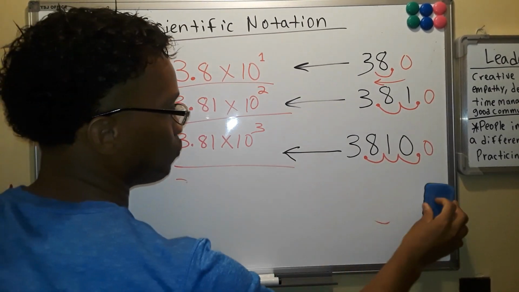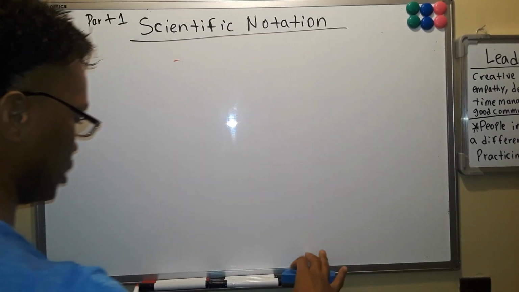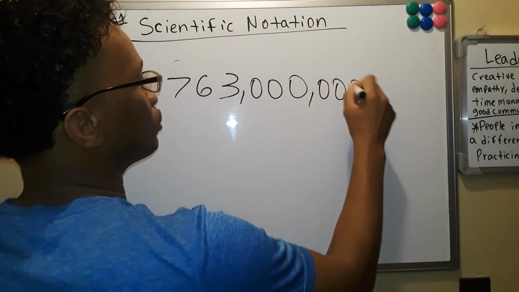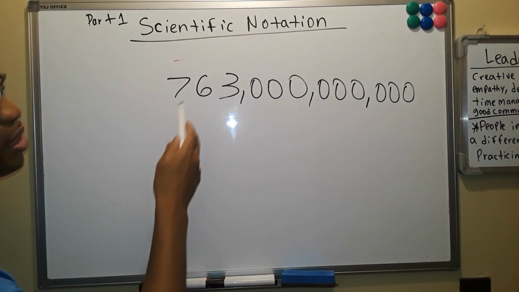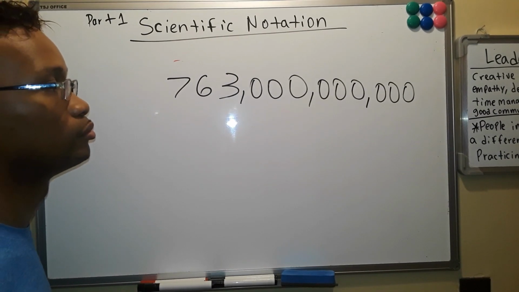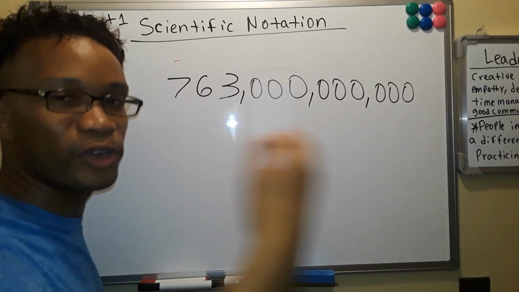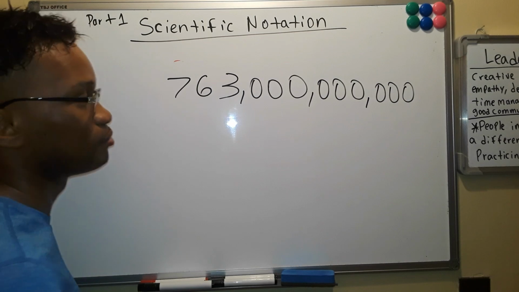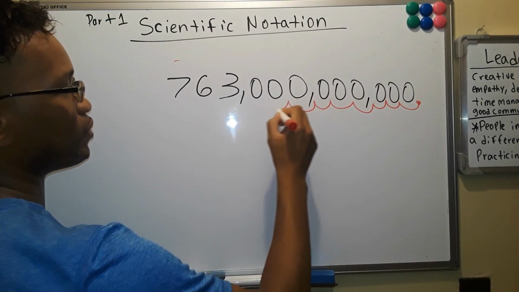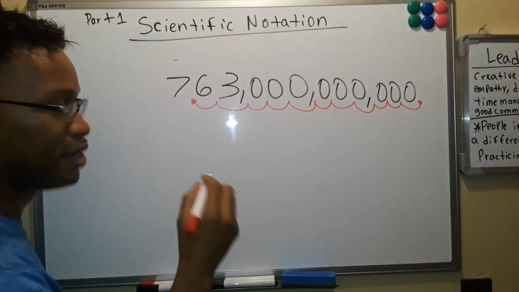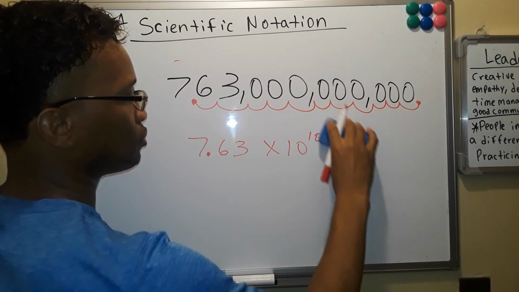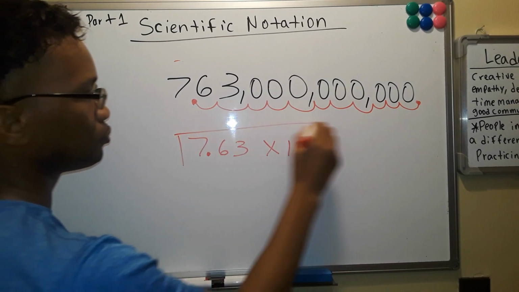So let me show you another example of a very big number. Say you have a number like this: 763 billion. Okay? So instead of writing this over and over again, which will take a while, let's write it in a simpler way. So the decimal will start here, and you move the spaces. 1, 2, 3, 4, 5, 6, 7, 8, 9, 10, 11. So what would that be? 7.63 times 10 to how many spaces? 11. That will be the scientific notation.